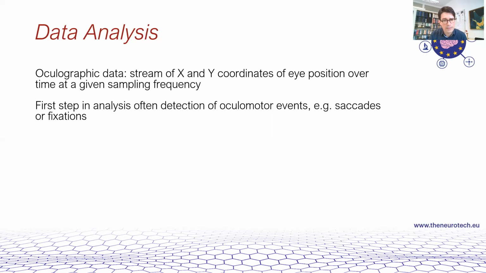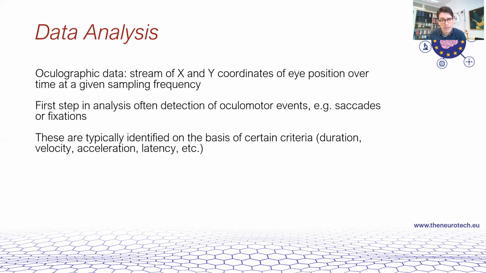The first step in data analysis is often the detection of what we call oculomotor events. Events are saccades, for example, or segments of fixation, or segments of pursuit. These different kinds of eye movements are typically identified on the basis of certain criteria. So we need to apply criteria to identify these in the stream of data. These criteria could be durations. We would like saccades, for example, to have a maximal duration of 100 milliseconds, or a minimum velocity criterion, a minimum acceleration criterion, and so on and so forth.